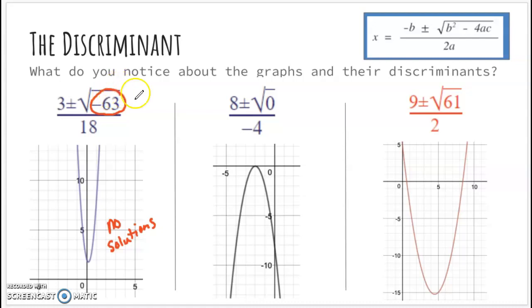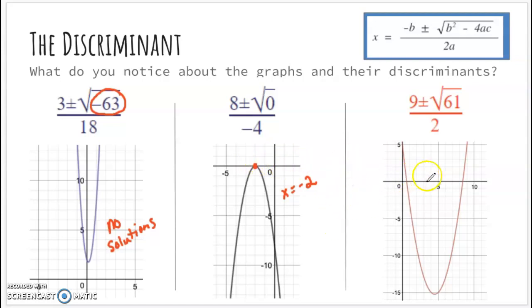For this next one, the middle one, you may have taken it all the way down to find your solution right here at -2. 8 plus 0 divided by -4 is -2. 8 minus 0 divided by -4 is also -2. There's only one solution at x equals -2, and our graph touches our x-axis one time at -2.